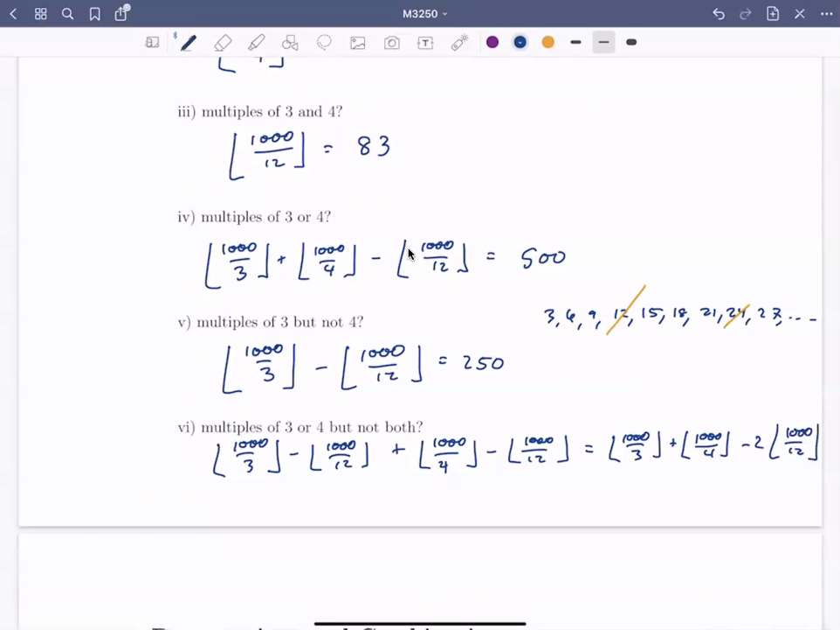Okay, and so when we do this, it turns out that there's going to be 417 of these, just assuming that I did that math correctly. So there's 333 plus 250, and then minus 83, minus 83. So yeah, 417 integers from 1 to 1,000 are multiples of 3 or 4, but not both.